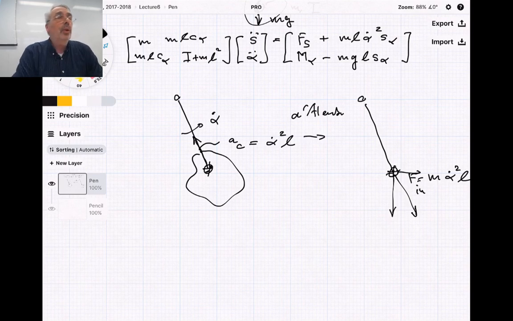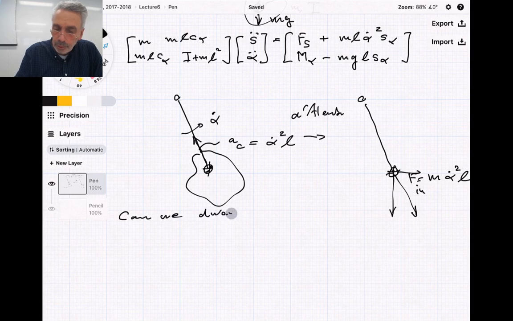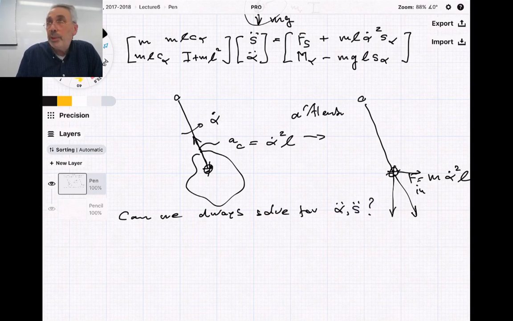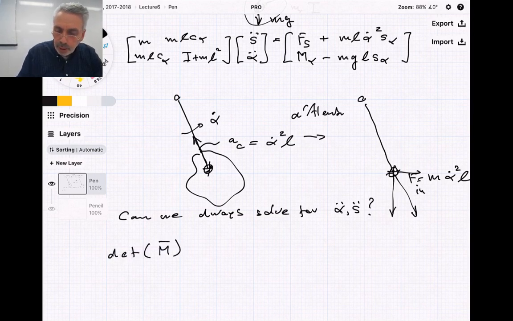Finally, can we always solve these equations? Is there always a solution? Remember the quiz question with the pendulum. So, is there always a solution? Can we always solve for alpha double dot and s double dot? That is the question. Well, how do we check that? Yeah, the determinant of the matrix, the leading matrix. So in this case we take the determinant of this M bar. This is the M bar matrix.